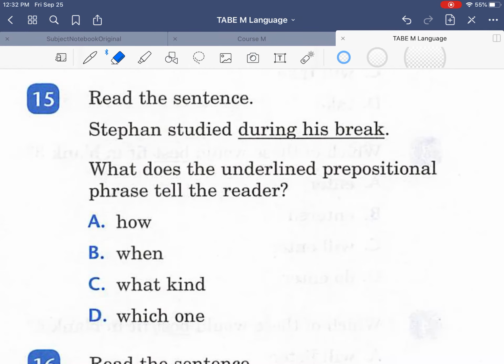Number 15. Read the sentence. Stefan studied during his break. So there is the prepositional phrase. What does the underlined prepositional phrase tell the reader? It tells me when he studied. That's an adverb phrase because it tells when he studied.